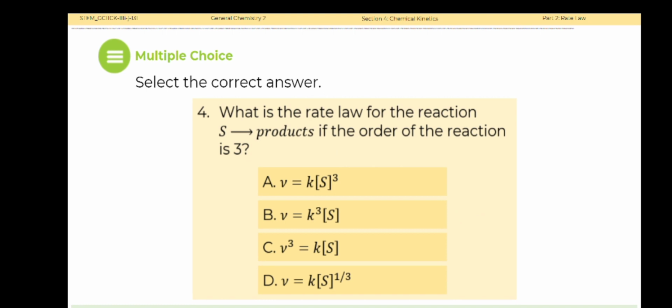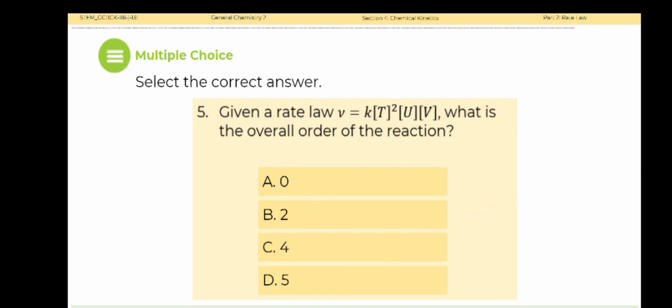Number 4. What is the rate law for the reaction S yielding products if the order of the reaction is 3? Select the correct answer. Number 5. Given a rate law, rate equals k times the molar concentration of T squared times the molar concentration of U times the molar concentration of V. What is the overall order of the reaction? Select the correct answer.